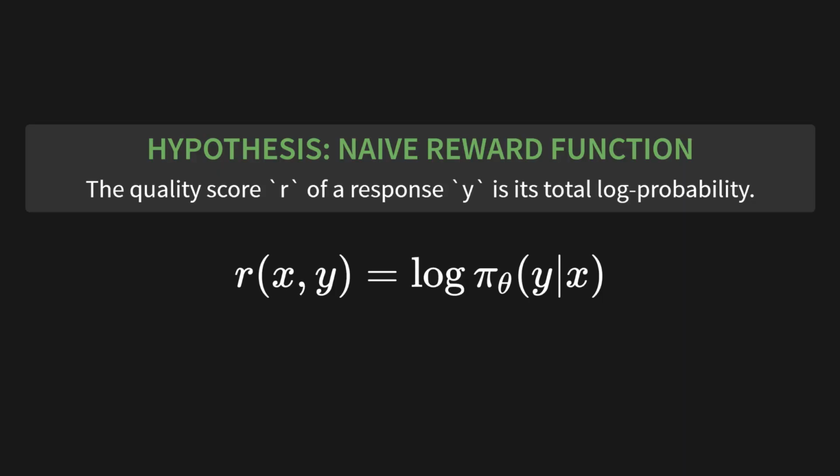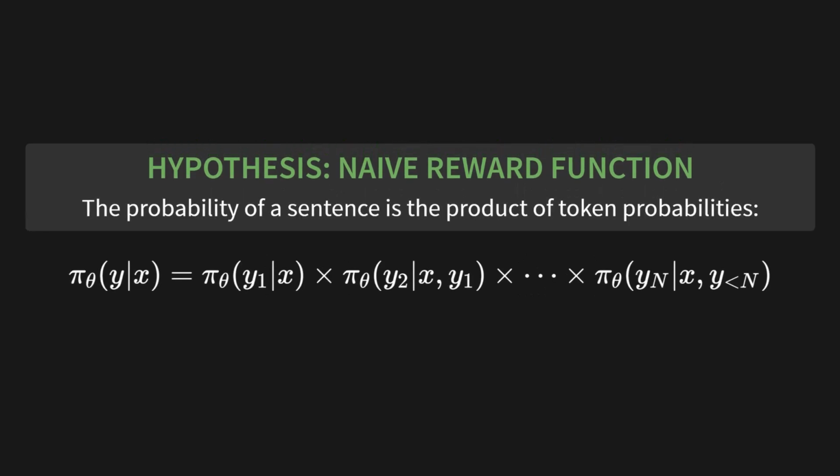You can see the formula right here on the slide. R of x comma y equals log of pi sub theta of y given x. Now you might be wondering, what does that actually mean? Well, the probability of an entire sentence is just the probability of the first token times the probability of the second token, and so on and so on. You can see it written out here as a big product.